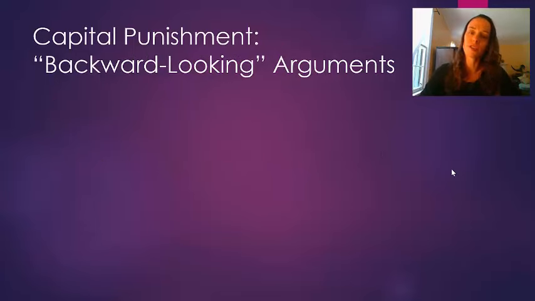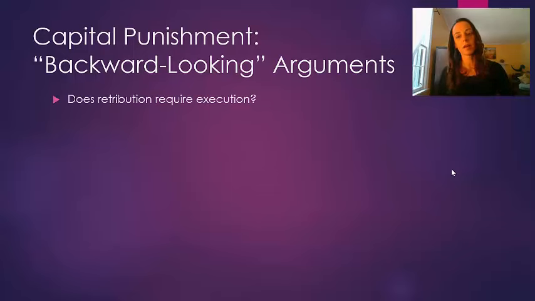So to move on to the backward-looking arguments, we saw with the forward-looking arguments that we're trying to create good things in the future by deterring people from committing bad crimes. The backward-looking arguments are a little different. In the backward-looking arguments, we're not talking about deterring other people who might do bad things in the future. We're talking about holding people responsible for things they have done in the past. So backward-looking arguments are arguments about retribution, about holding people responsible for their actions.